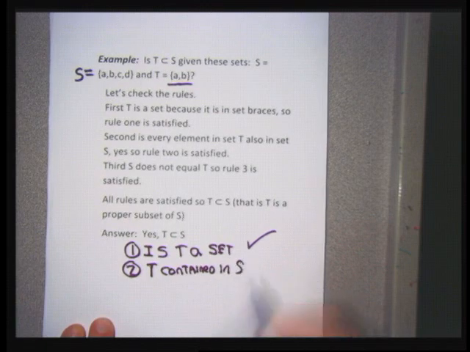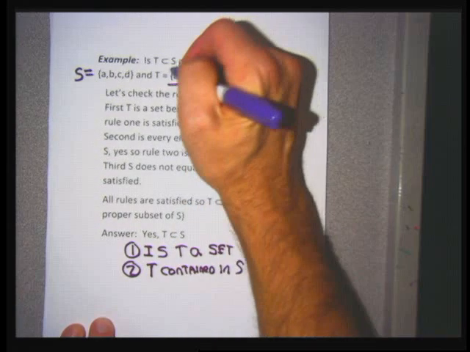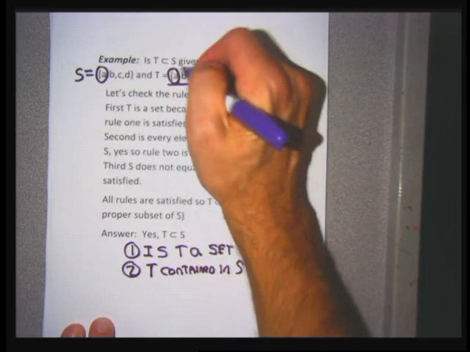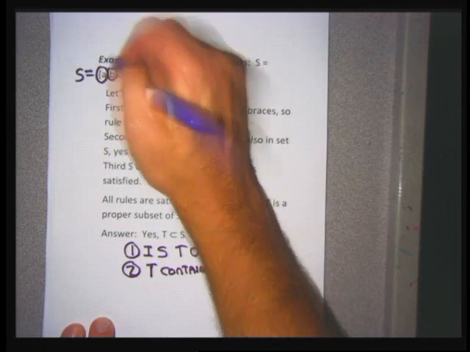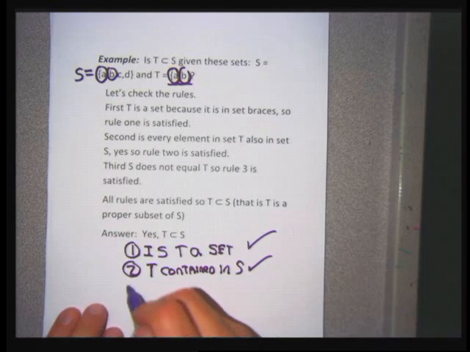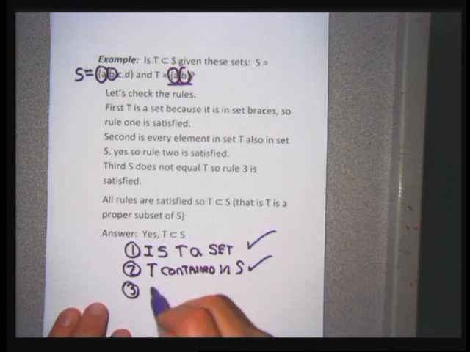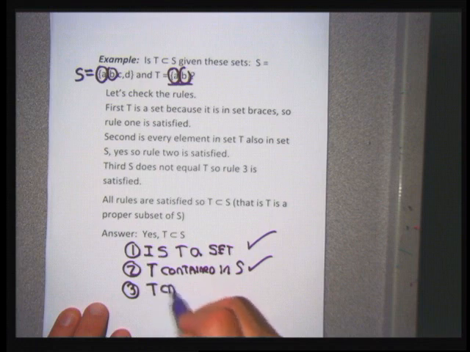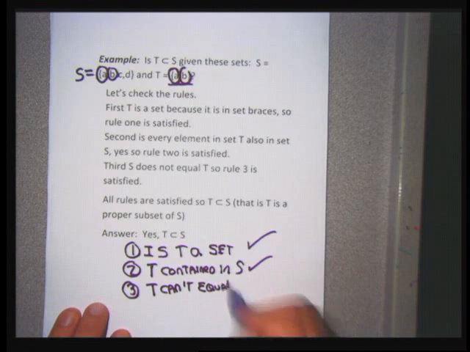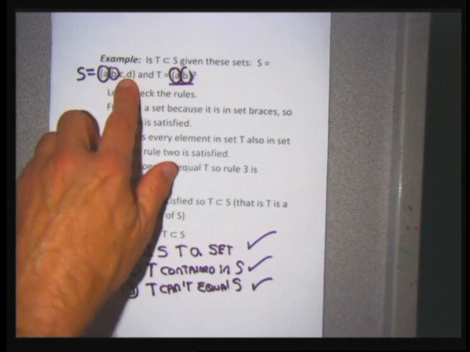Rule 2 for proper subset, is T contained in S? Well, let me look at the elements of T. A is in T, A is in S, B is in T, B is in S. Every element of T is contained in S, so T is definitely contained in S. Now to be a proper subset, T can't equal S, because proper subsets aren't allowed to be equal. And T doesn't equal S because S has 2 more elements than T.